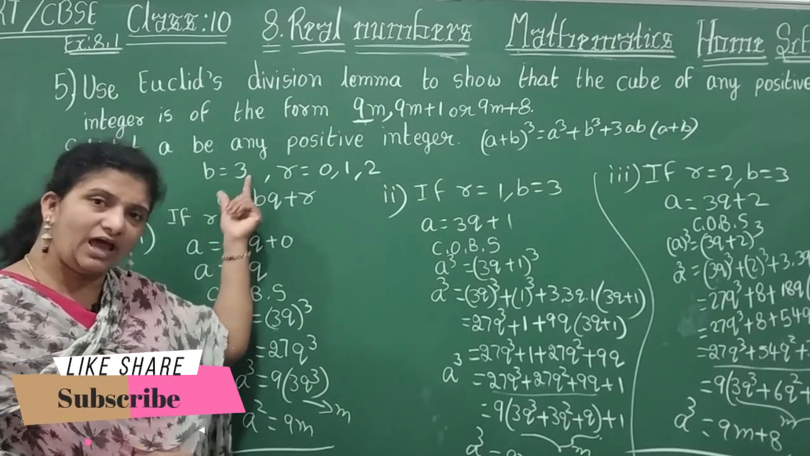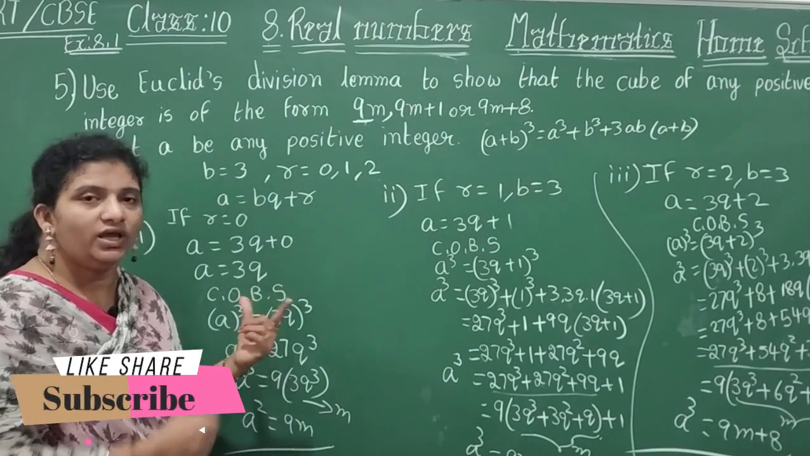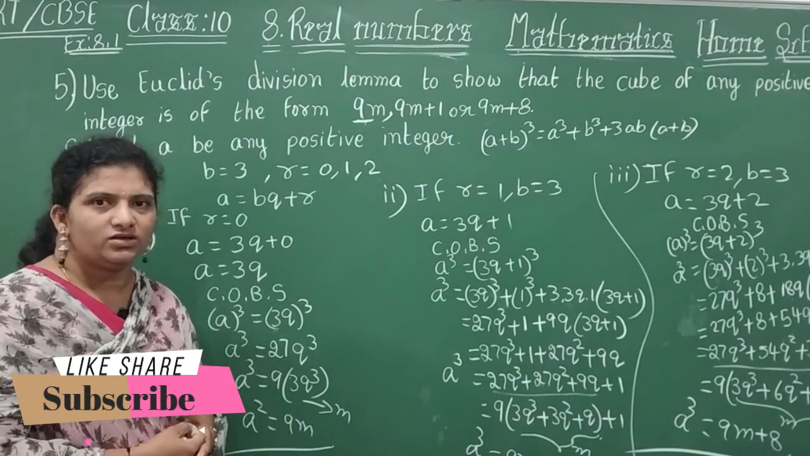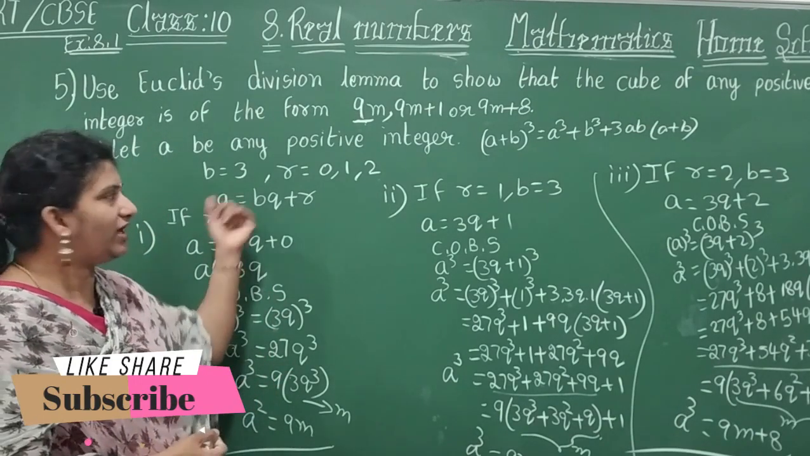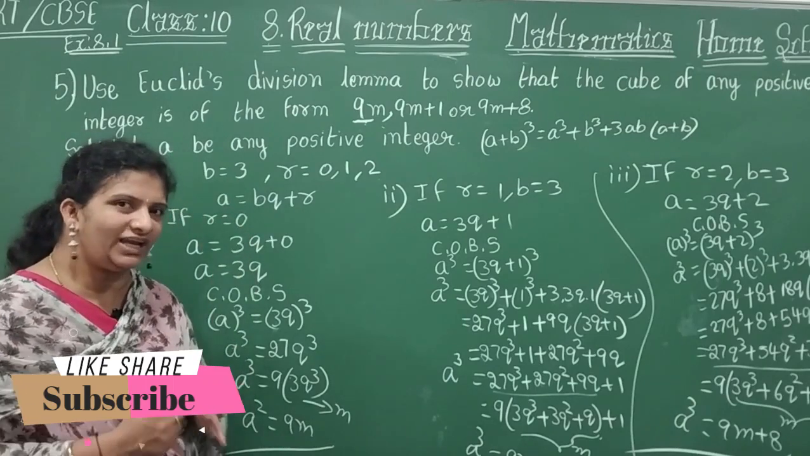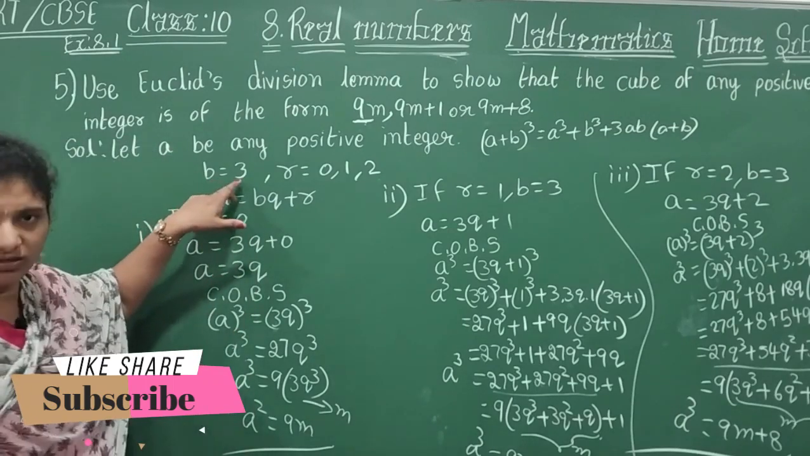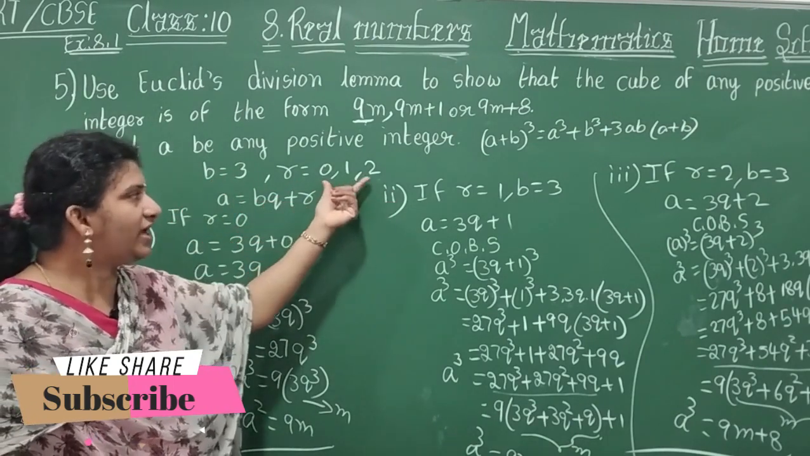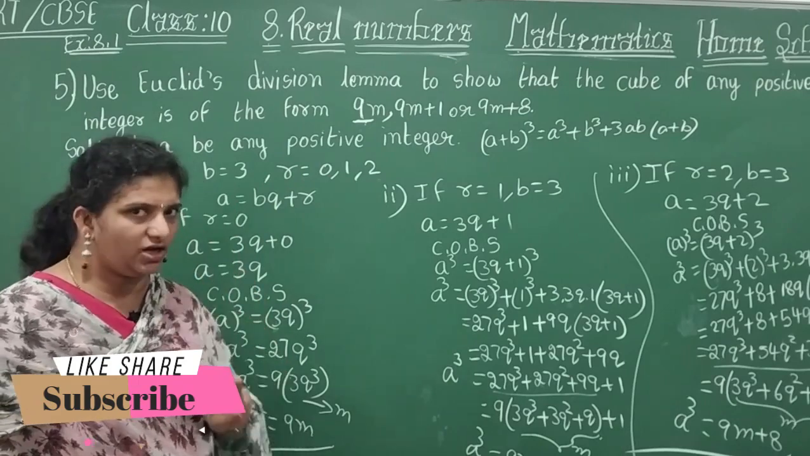You may take 9 or you may take 3 also. If we take 9, your calculation part will be lengthy. So in order to reduce it, I have taken 3. If you are interested, you can take 9 itself. So b equal to 3. If b is 3, r will be 0, 1, 2. So how many cases will you be getting here? 3 cases you are going to get.